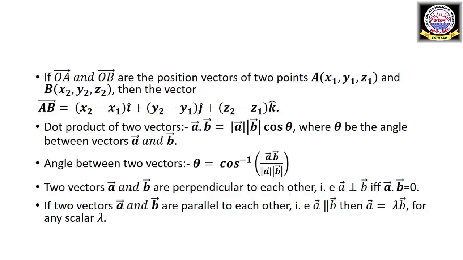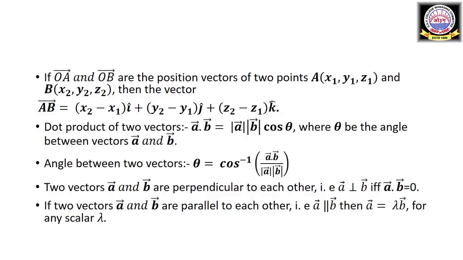Then we should have the knowledge about dot product and cross product. Dot product already you know. I am just reminding what you know. The dot product of the two vectors A and B denoted by A dot B is equal to |A| |B| cos theta, where theta is the angle between the vector A and vector B. That is the dot product.